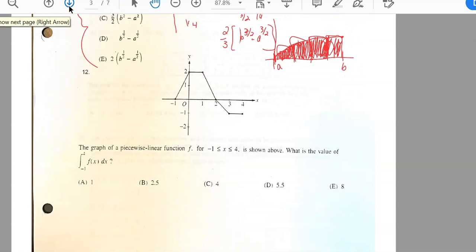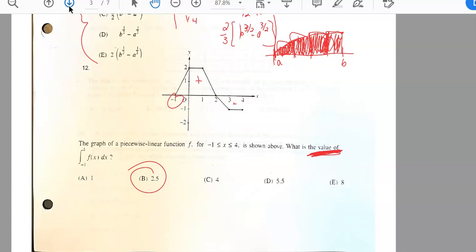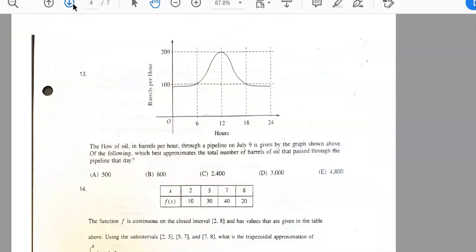Okay, 12 is another one I think you can get through. We want the value. So anything above is positive, anything below is negative. We're going to go from negative 1 to 4. You can find those areas, add them up, positive above, negative below, add them, you should get 2.5. So that you can do. Don't need to walk you through that one.